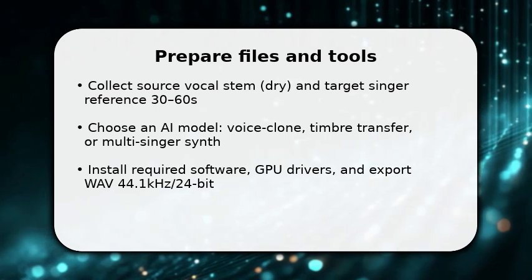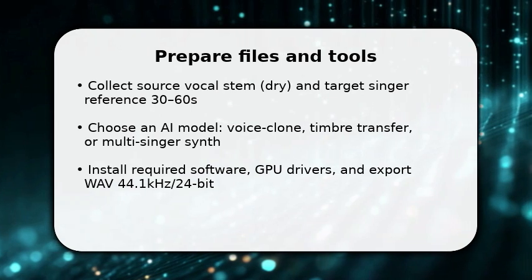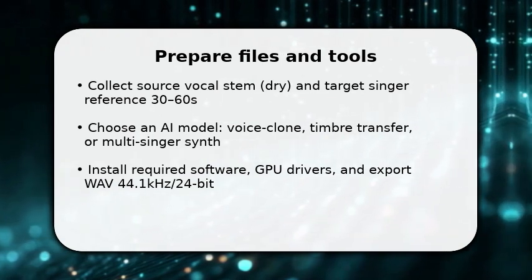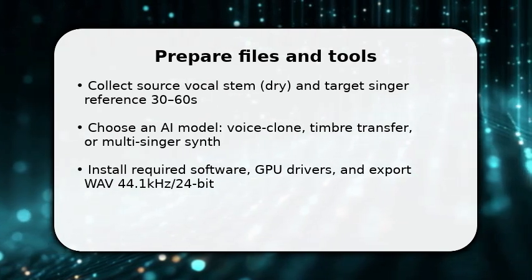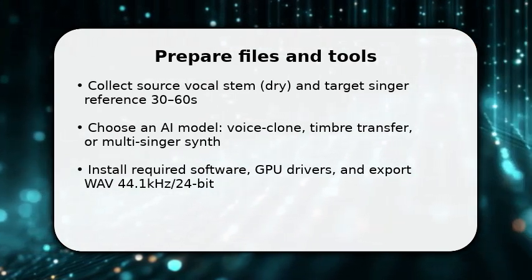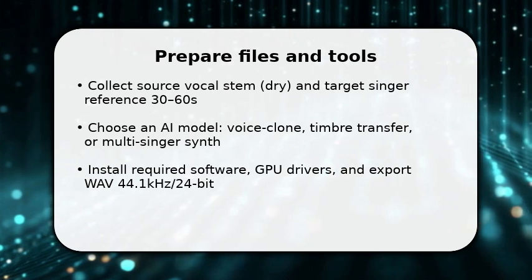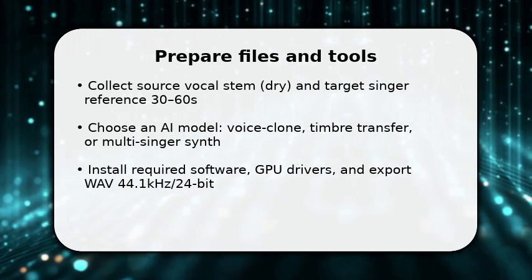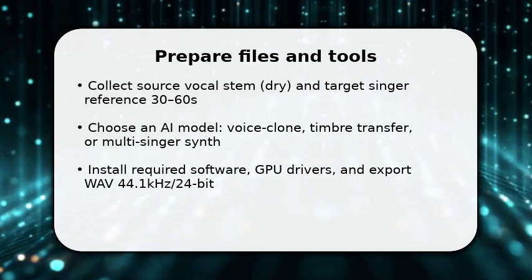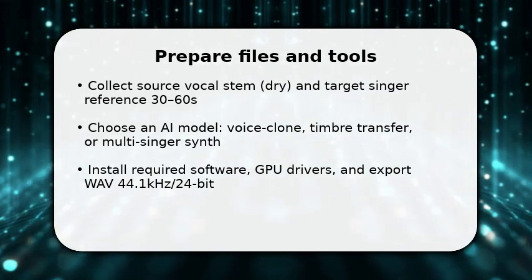Enjoy the video. You start by gathering the essentials: a clean, dry vocal stem and a 30-60-second reference of the singer you want to emulate. Once done, pick the right model type: cloning for match, timbre transfer for color changes, or multi-singer synth for style blending, and install the model files. Make sure your system has the correct GPU drivers and dependencies, then export source audio as WAV 44.1kHz, 24-bit, so the network receives high-quality input and avoids artifacts.